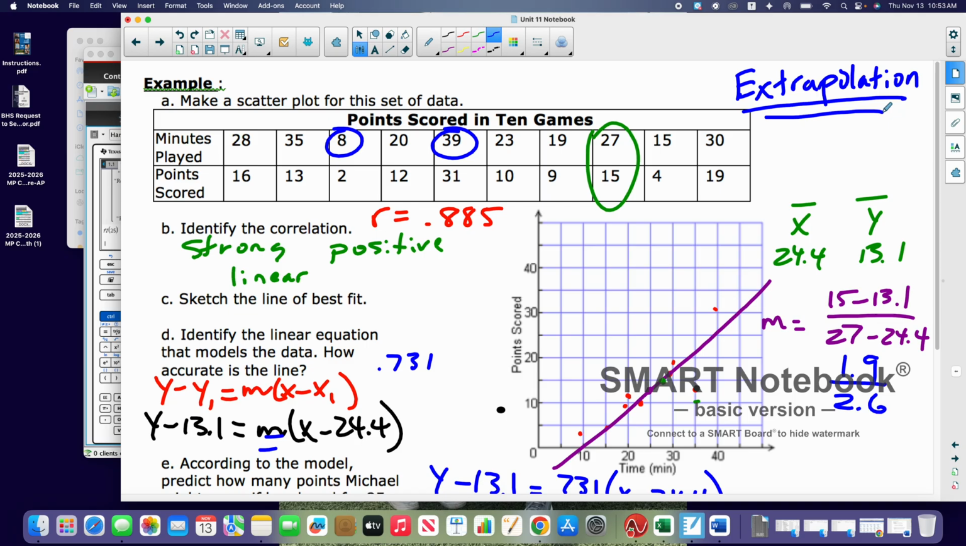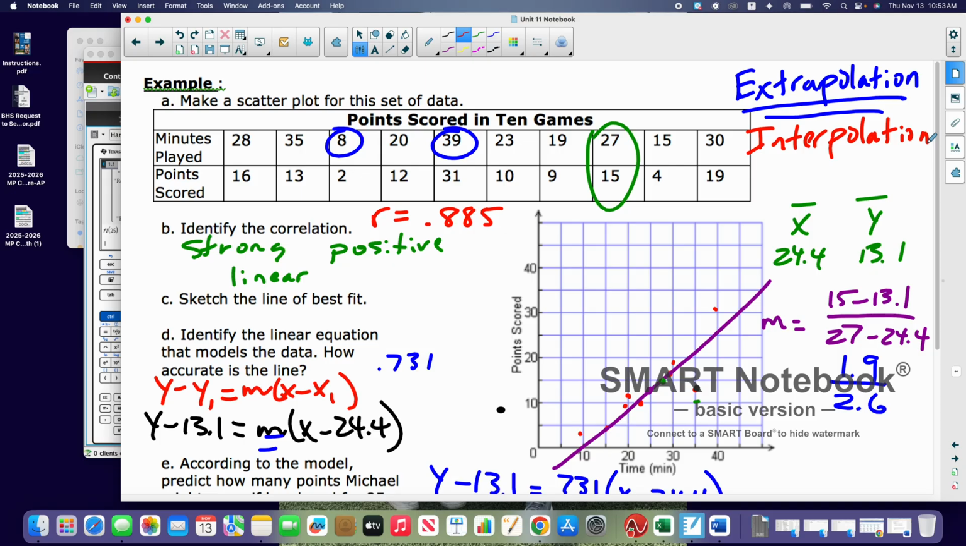All right. Now, was 25 okay? Were we okay predicting based off of 25 minutes? Yeah. Well, 25 minutes is in my data set, right? It's between 8 and 39. We refer to that as interpolation. Okay? Interpolation means I'm inside my data set.